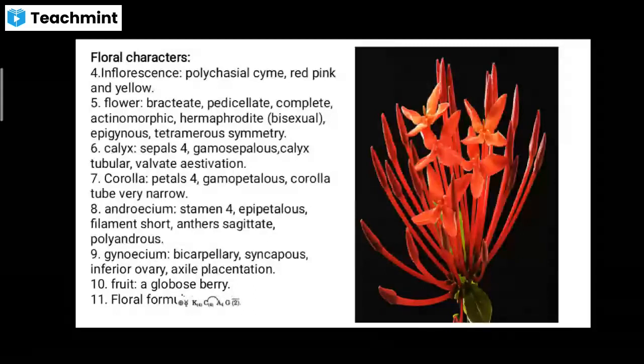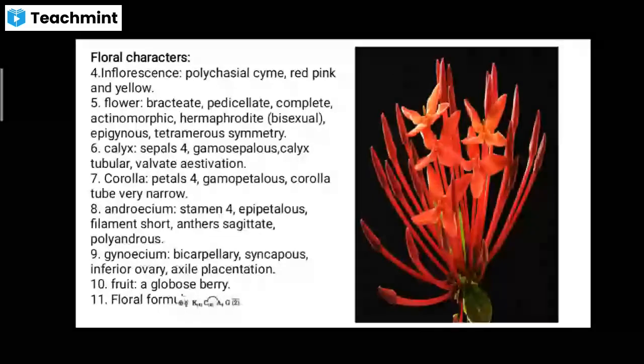plant, same flower. Then it is epigynous, above the ovary, all floral parts are there. Then it is tetramerous symmetry. You can see here in the picture there are four petals, so it is tetramerous symmetry. Then next is about the calyx. So the calyx is in four sepals and they are gamosepalous.